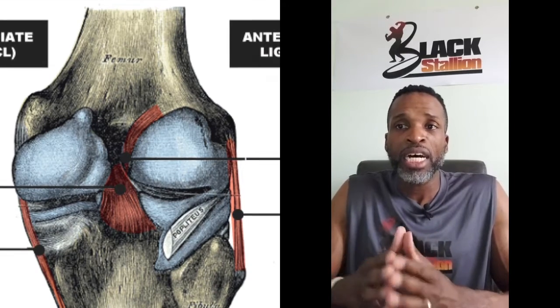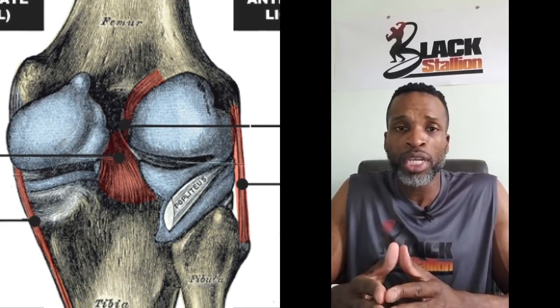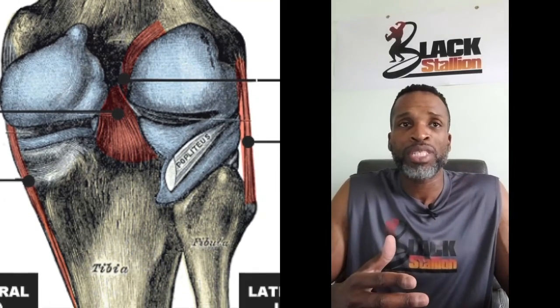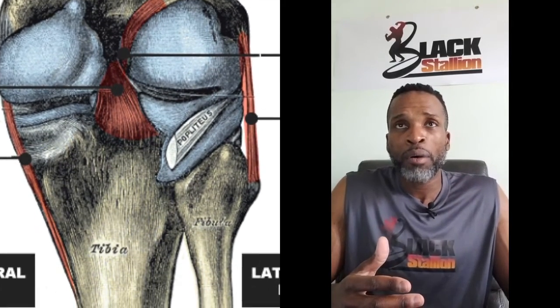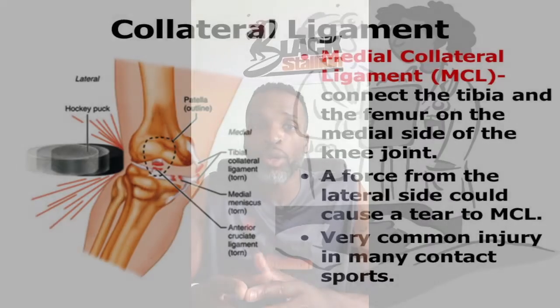The medial collateral ligament is in the inside of the knee, and usually it gets hurt whenever an athlete receives a blow to the lateral aspect of the knee or outside aspect of the knee. And then the lateral collateral ligament is in the outside of the knee. In this talk, we will focus on the medial collateral ligament.